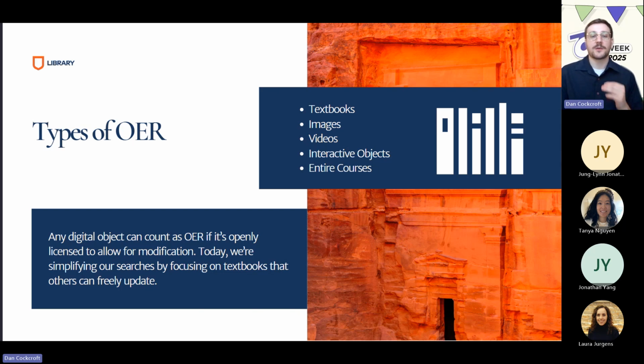Today, I'm really going to focus on textbooks. That's what most people use OER for in my sphere. But just know that OER can count as many different things.